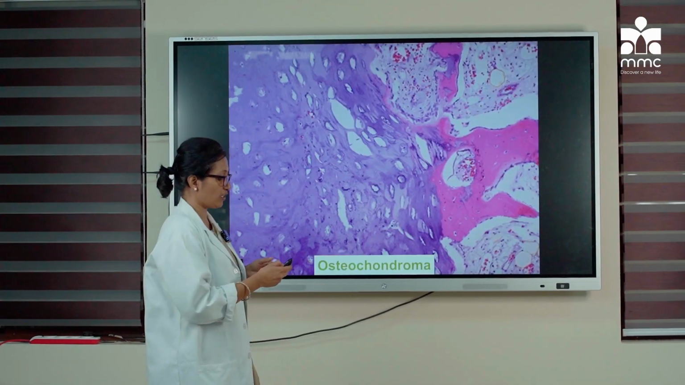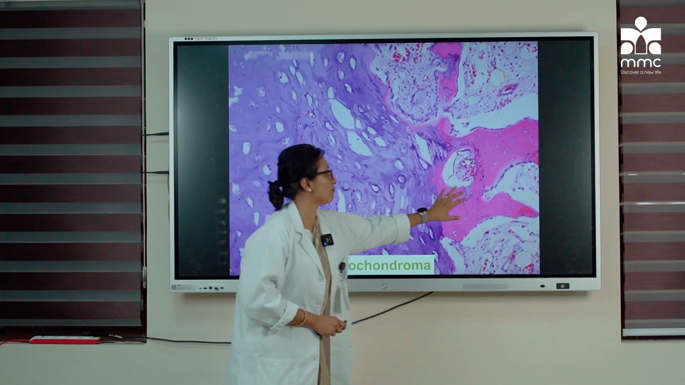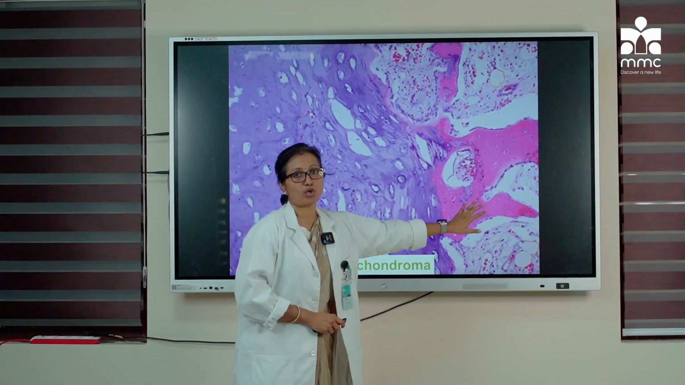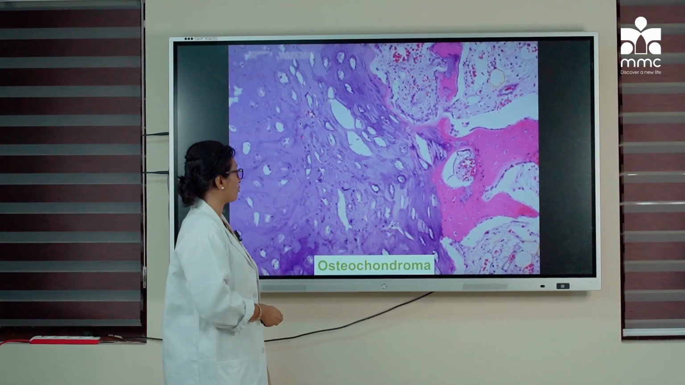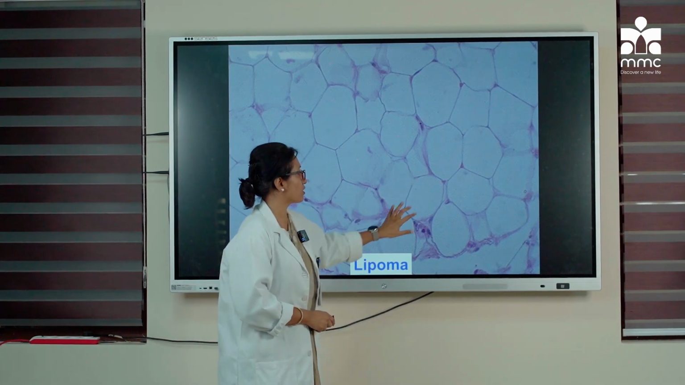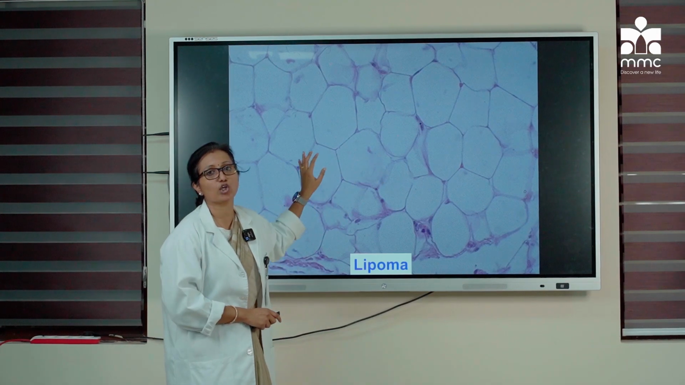Now as you can see from the picture, this is the mature cartilage, this is the mature bone. So the cartilage is called chondro, the bone is called osteo. So it's osteochondroma. These are fat cells which have this empty space with a nucleus behind. These are benign cells, these are called lipoma.